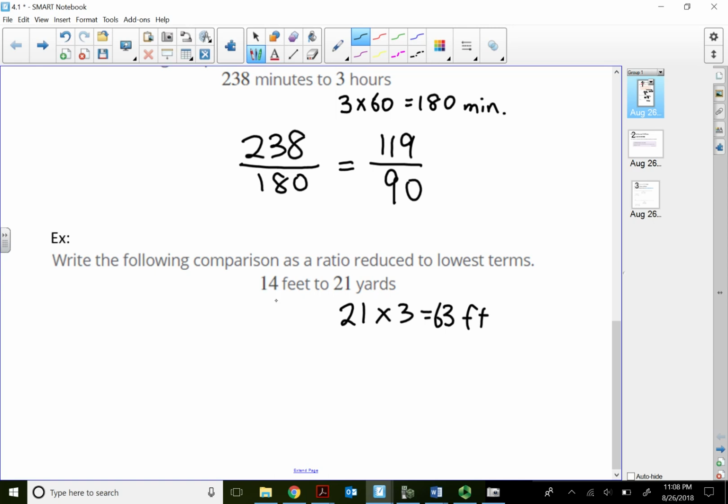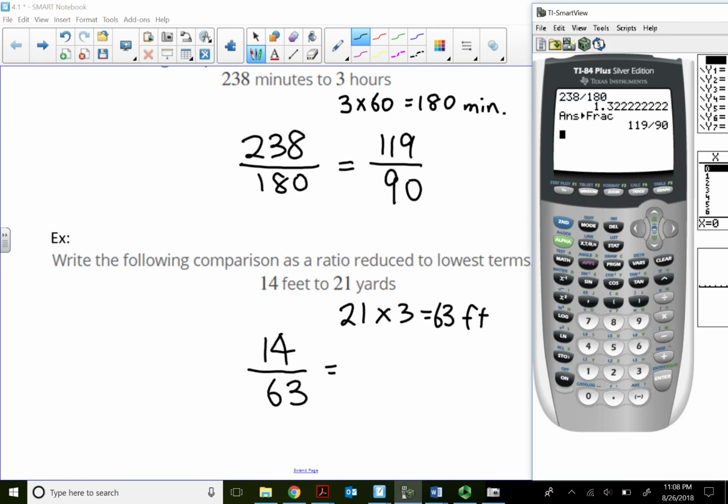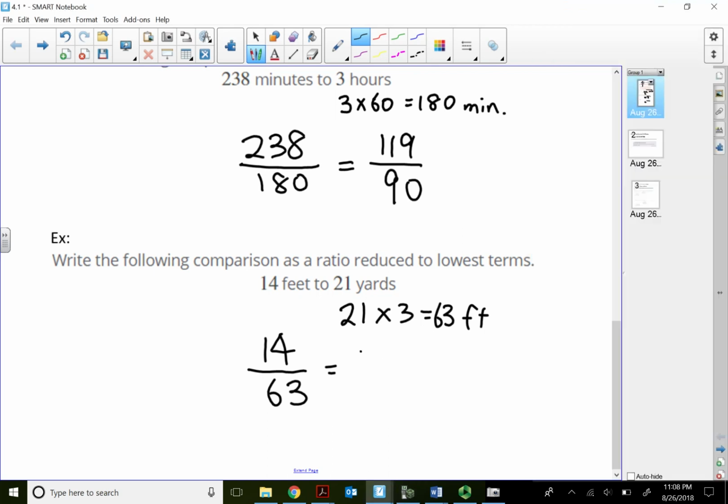All right, so in this problem 14 feet goes first, so that will be on the top of my fraction, compared to 63 feet. Let's see if I can reduce it. I'm going to do it in the calculator one more time. 14 divided by 63. Press Math, choose number 1, convert to fraction. That will be 2 over 9. So 14 and 63 can be reduced by 7. My ratio is a 2 to 9 ratio.